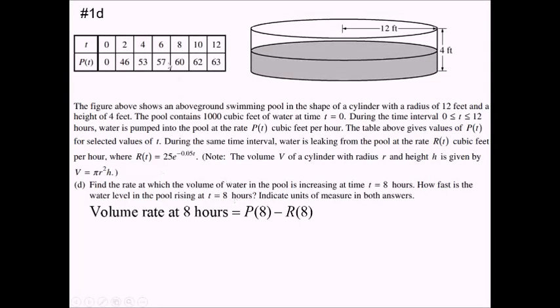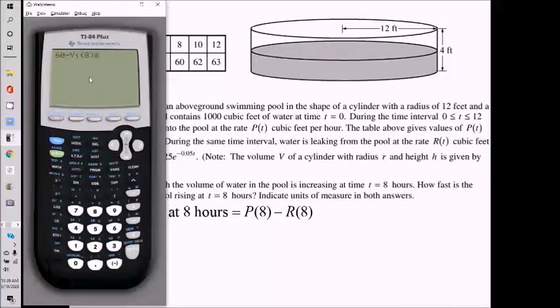Since P of 8 is actually defined up in this table, it's 60. We don't have to explicitly write that. It's up there. And R of 8, here's the R function. We can just plug 8 into that on the calculator. So let's see what that comes out to. Here's what that looks like on my calculator.